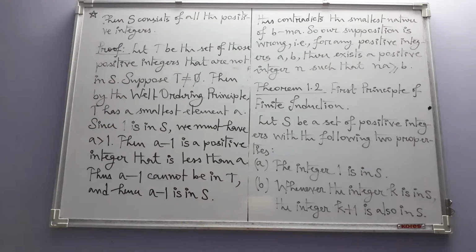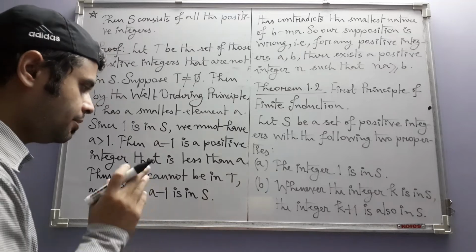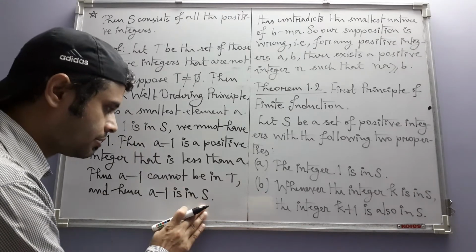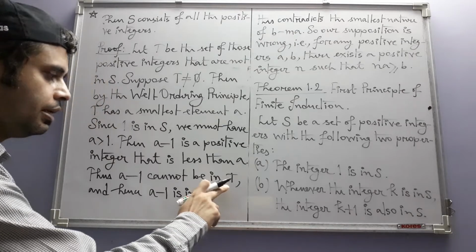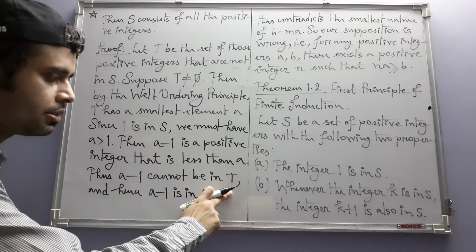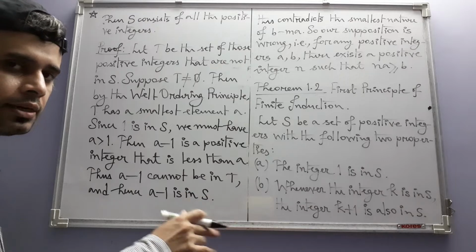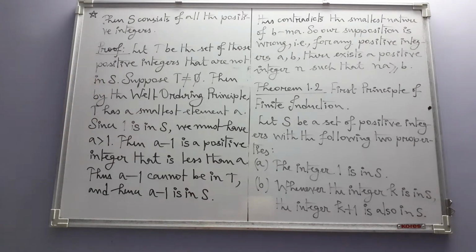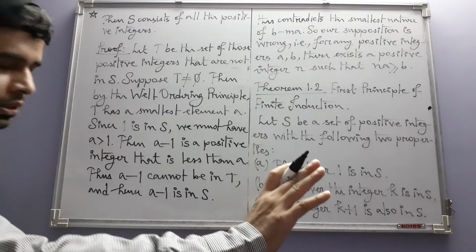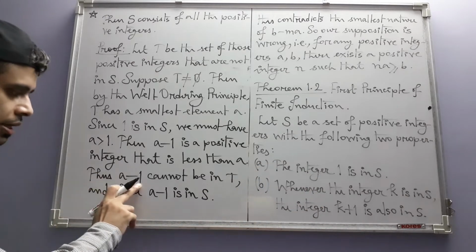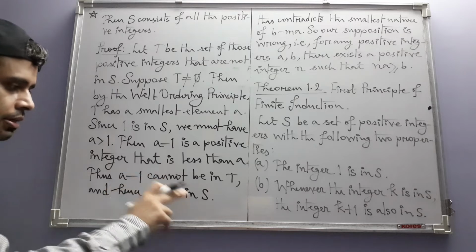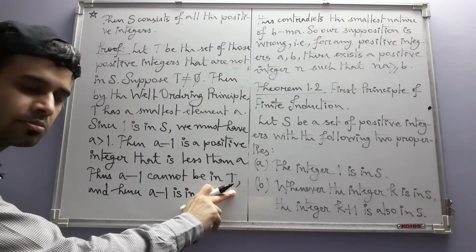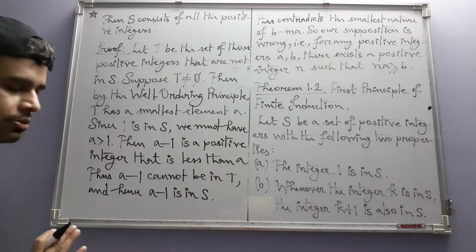Why though? Because you see, every positive integer is either in S or in T, because T by definition is the set of those positive integers that are not in S. So that means if you take the union of S and T, you will get the set of all positive integers. So because A minus 1 is a positive integer, it has to belong to either T or S, but it does not belong to T, so it has to belong to S.